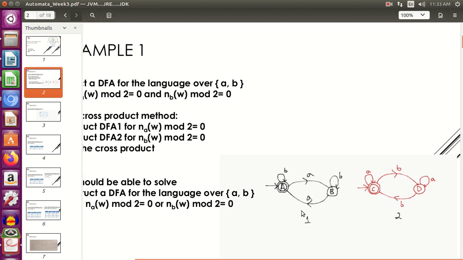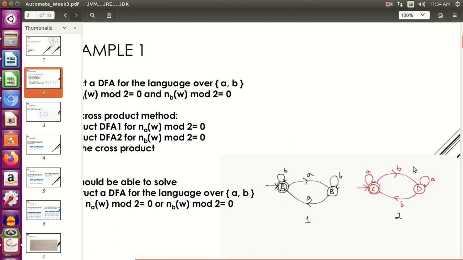I hope these two DFAs are visible. This DFA is for the number of a's being even. If you look at the DFA, you start at A, then you go to B on getting an a, and then back at A, which is the final state. So in any case the number of a's will always be even. Whenever there are an odd number of a's, you end up in a non-final, non-accepting state. This ensures that the number of a's is even.